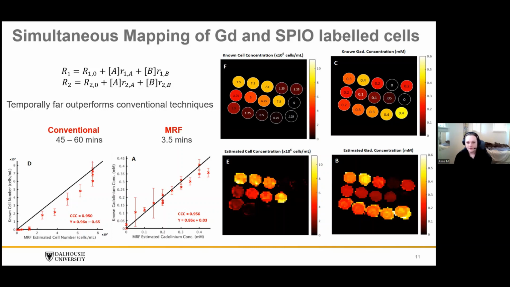We built phantoms that contained both varying amounts of SPIO labeled cells and gadolinium, and demonstrated that we could separate the two contrast agents in vitro. And most importantly, we could do this very quickly. It can be done almost 10 times faster than conventional methods, which is the aim here: to do it as quickly as possible so that it is appropriate in vivo.